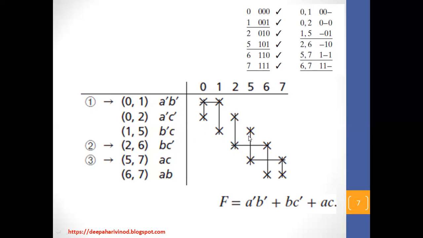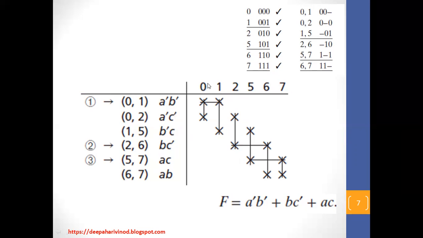So how do we put this check mark? For the first one, A bar B bar, it represents 0 and 1. Put a check mark over 0 and 1. In the same way for 0 and 2, which we obtained from the corresponding combination when we compared, put a mark for 0 and 2. The same way for 1 and 5, 2 and 6, 5 and 7, and 6 and 7.